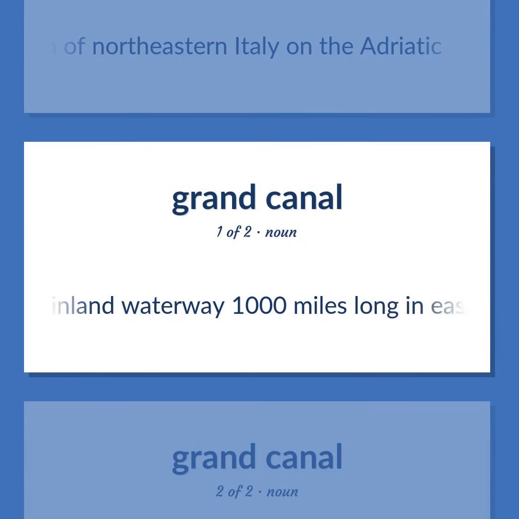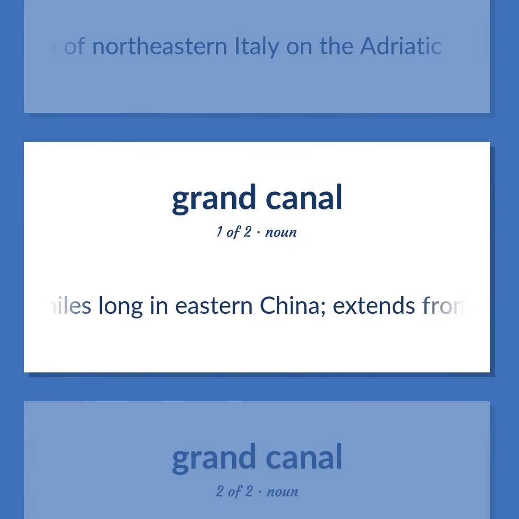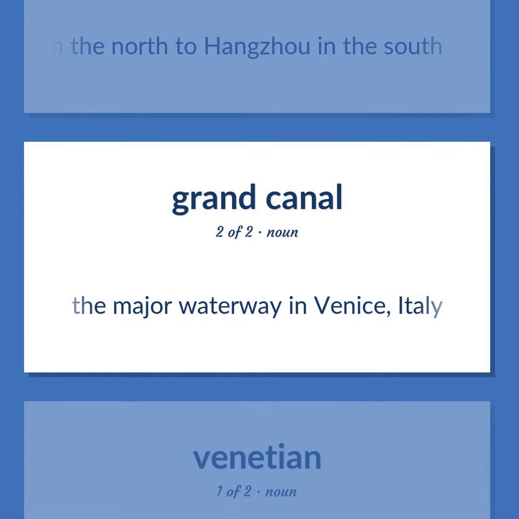Grand Canal: an inland waterway 1,000 miles long in eastern China extends from Tianjin in the north to Hangzhou in the south. The major waterway in Venice, Italy.